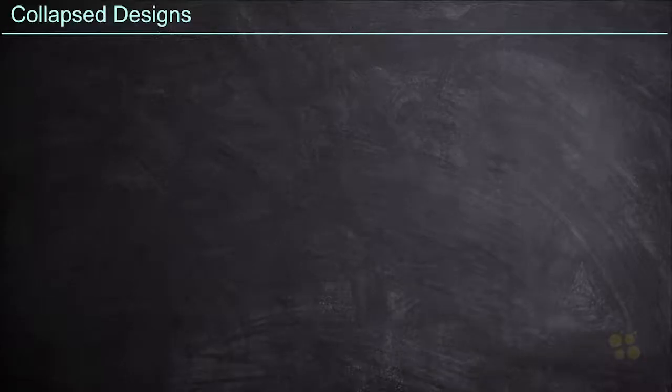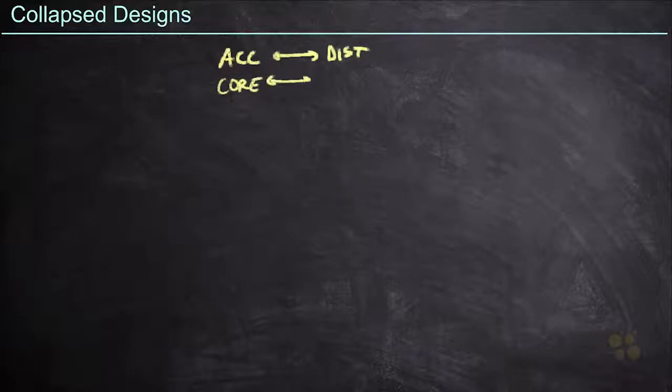When we say collapsing in the networking world, what we're really talking about is merging 2 different sets of responsibilities. For example, the responsibilities of the access layer with the responsibilities of the distribution layer. Or possibly the responsibilities of the core layer with the responsibilities of the distribution layer. Now in the latter case, this is what we call a collapsed core design. And it looks like this.